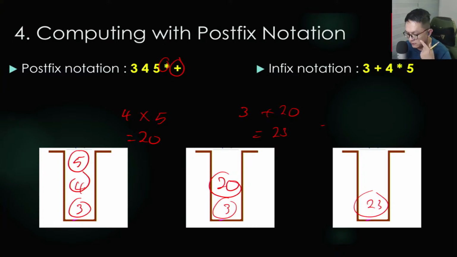So let's check 3 plus 4 times 5. In terms of what we learned before, we always do the 4 times 5 first, so this will become 3 plus 20, and I get 23.